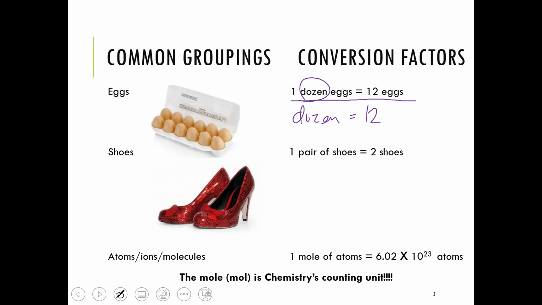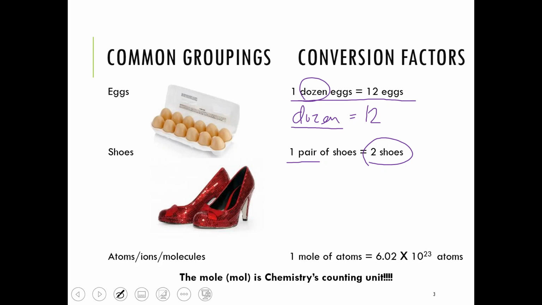If I said I had a dozen cars, how many do I have? 12. If I had a dozen calculators, I have 12. So we know that this term implies 12. If I said I had a pair of shoes, this is another example where a pair implies that I have two. If I had a pair of socks, I would have two socks. A pair of mittens, two mittens.